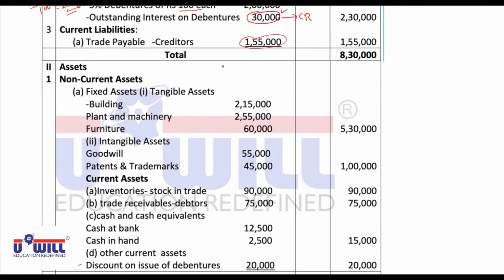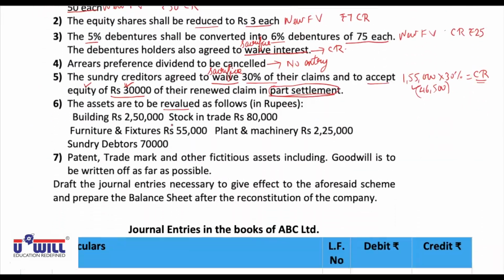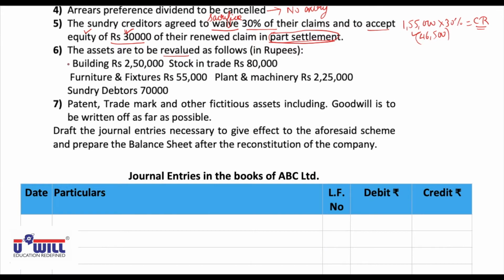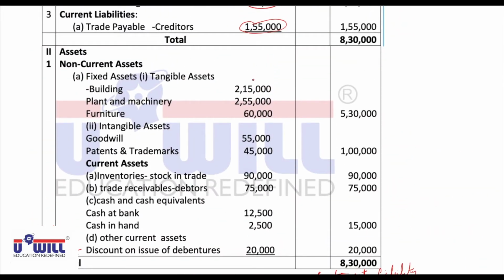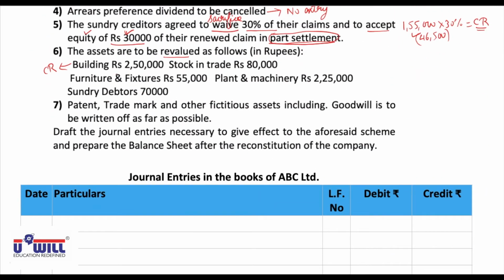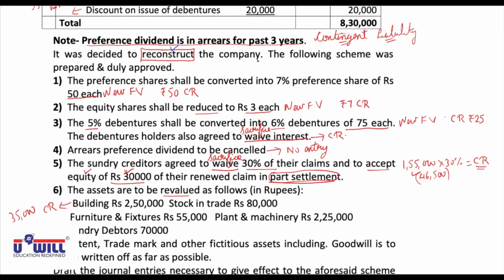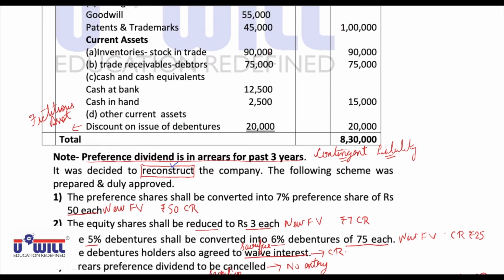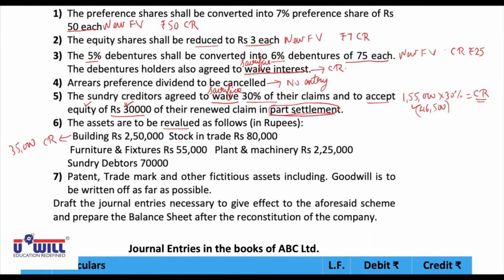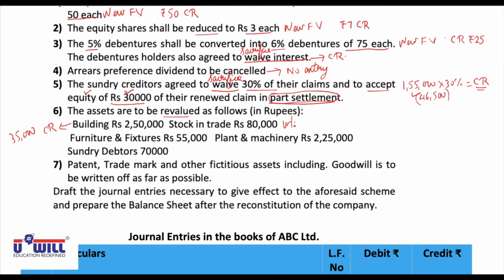So building was in the balance sheet at 2,15,000 and now 250, this is going up. So this will be transferred to capital reduction. Profit of 2,15,000 and 250 means 35,000. 35,000 will be transferred to capital reduction. Whereas stock in trade 80,000 from 90,000, so this is to be written off 10,000.